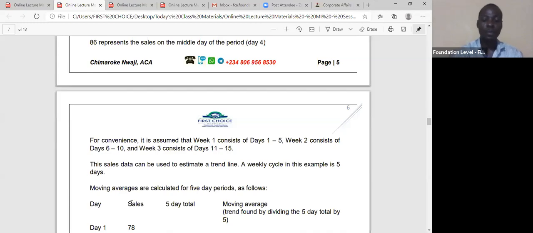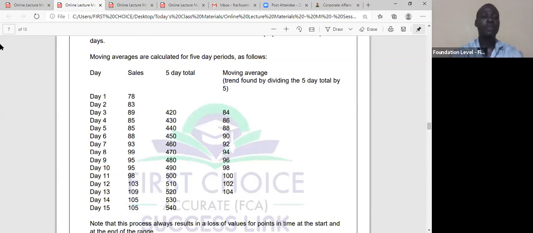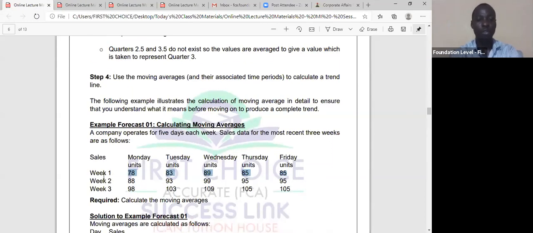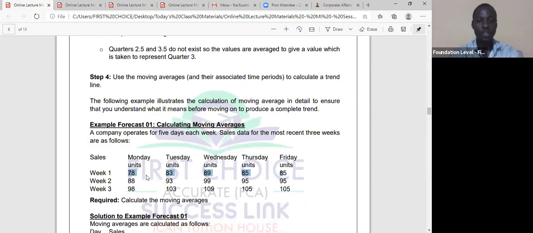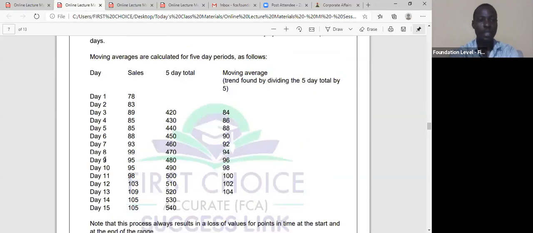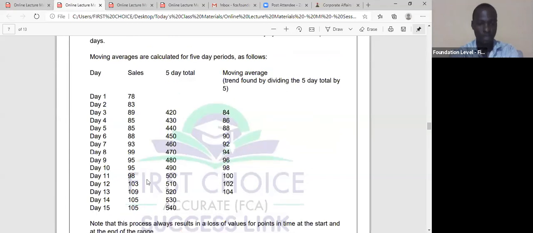Now, look at how it is going to be done. For the 5-day period, you start your week 1, you have your day 1 to day 5 arranged here. Then your week 2 starts, your day 6 to day 10 figures are here. Then your week 3, day 11 to day 15. You've successfully transformed all of this into this table.